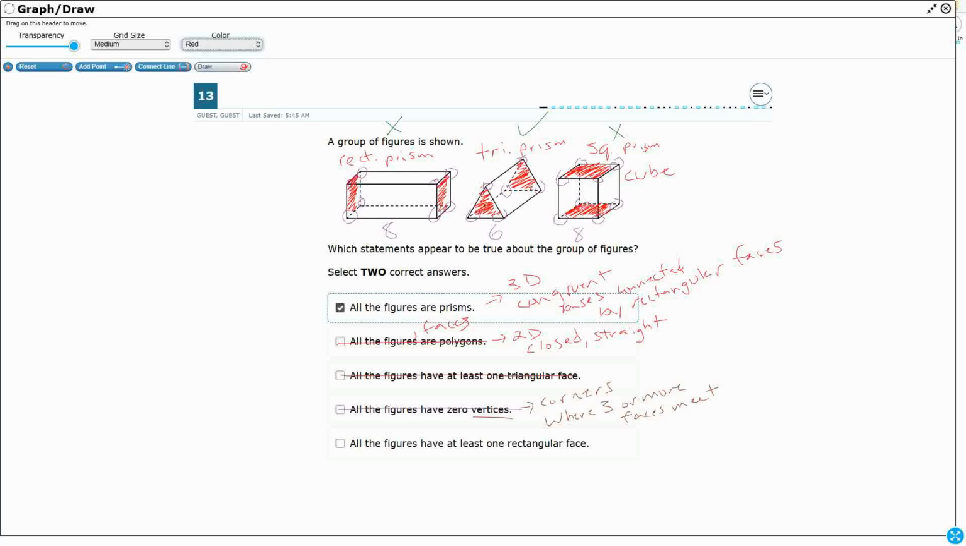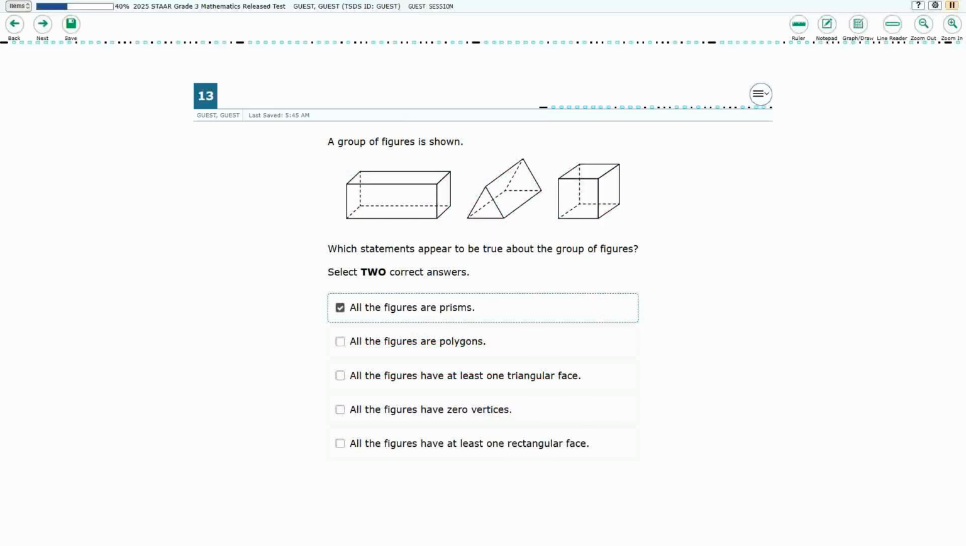All the figures have at least one rectangular face. Yes, we can put that in green. A rectangular face, a rectangular face, 3 rectangular faces, and gotta be careful. Doesn't look like a rectangle, but remember, a square is a special type of rectangle. It's a rectangle with 4 equal sides. So even though we might get a little bit confused, it does work for all 3. So our answer is going to be our first option and our 5th option.